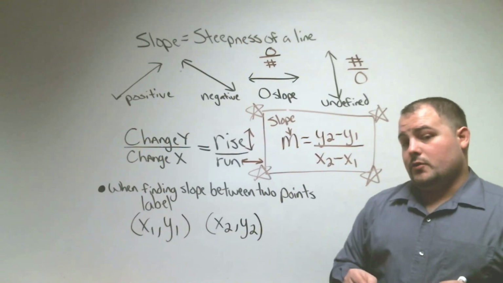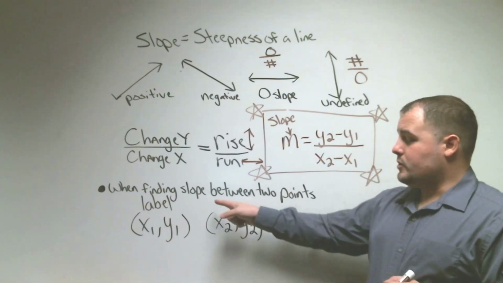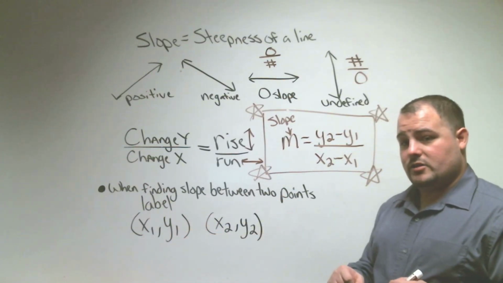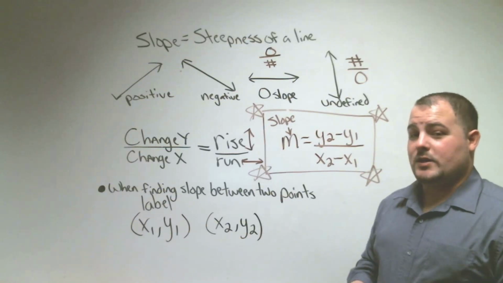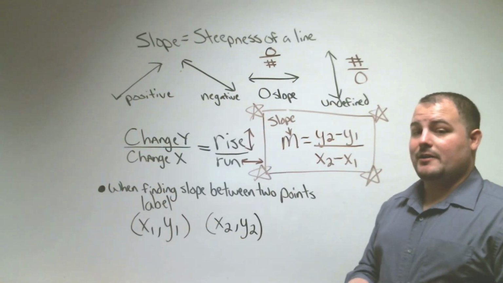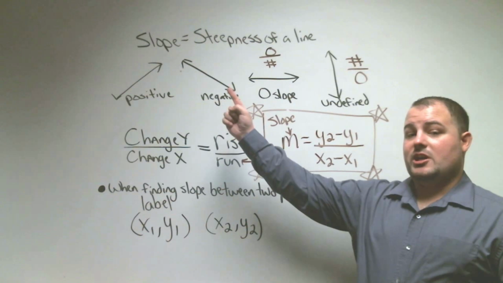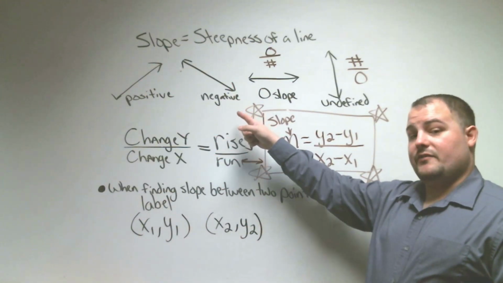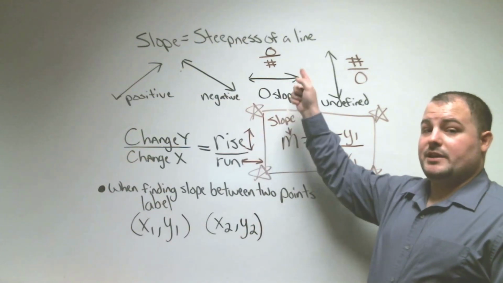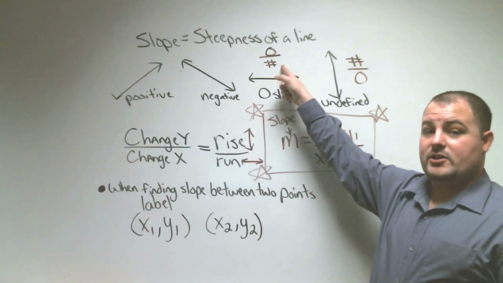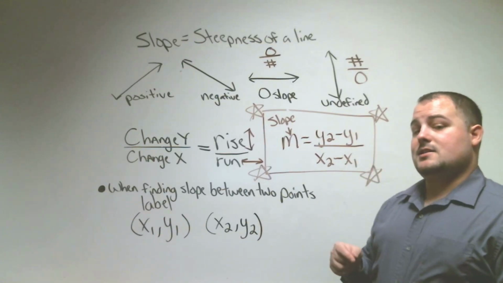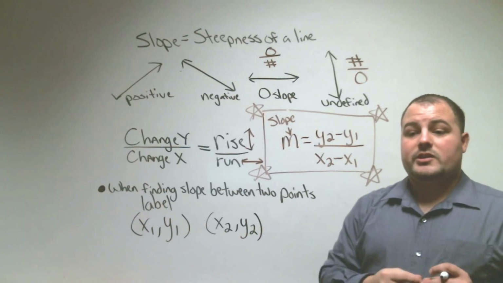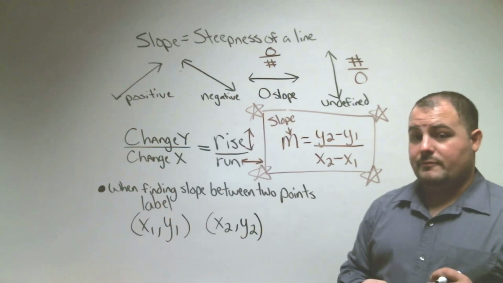Whenever you're told to find slope between 2 points, you want to label x1, y1, x2, y2. Take your y2 minus y1, over x2 minus x1. Whatever answer you get tells you if you have a positive slope, that means you have a positive answer. Negative slope, you have a negative answer. No slope means you'll have a 0 on the top and some other number on the bottom. Or an undefined slope, which is if you have a number on top and 0 on the bottom. Let's go ahead and find the slope between two coordinate pairs.